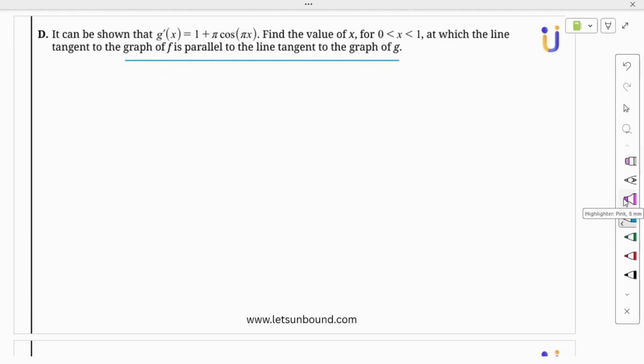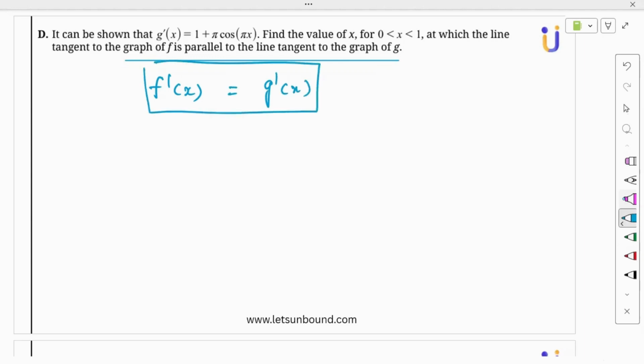Okay, so we can do this easily from the calculator. Tangent function means what? The tangent function of f is f prime of x. The tangent function of g is g prime of x. Parallel means they will be the same. So the algebraic way of expressing this condition is f prime of x equal to g prime of x. So we need to solve this equation.